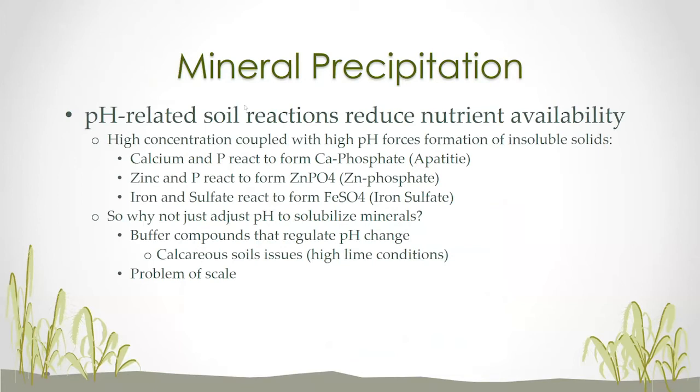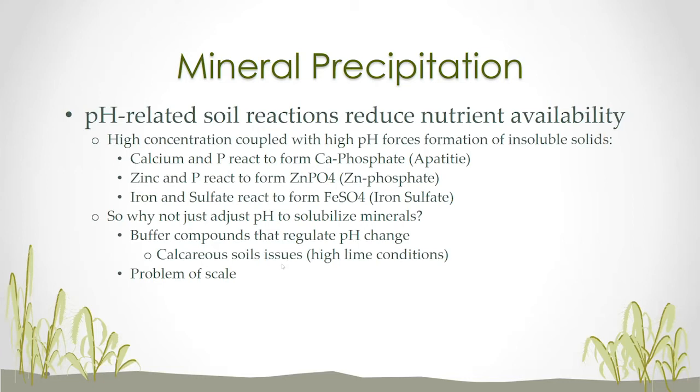So mineral precipitation is also driven by pH changes. And I put a couple of common precipitation reactions here: calcium with phosphorus to form calcium phosphate, zinc reacting with phosphorus to make zinc phosphate, iron and sulfate reacting at higher pHs to form iron sulfate. This is pyrite and zinc phosphate, apatite minerals and things like that that begin to form, that are very insoluble. And then we get the loss of not only the zinc or the iron or the calcium, but also the phosphorus and sulfur in those particular reactions.